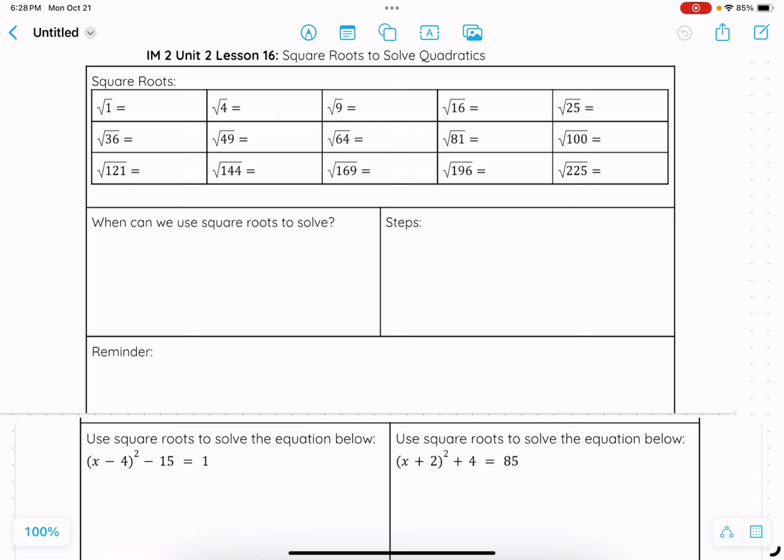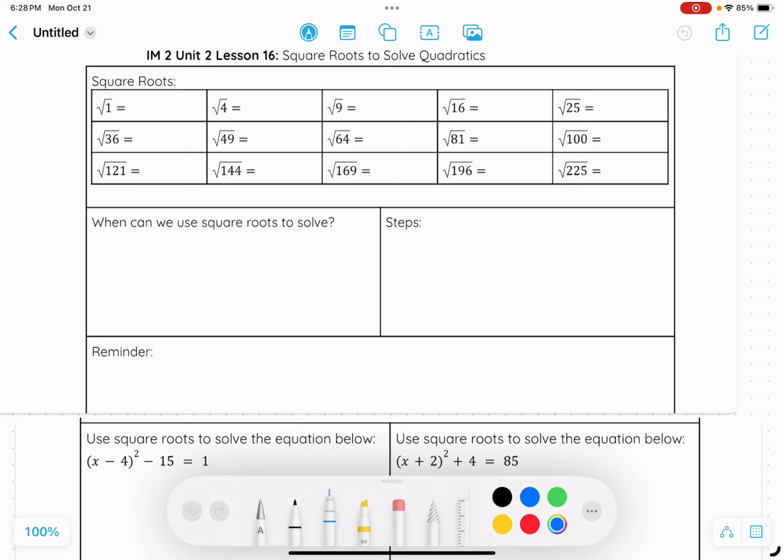So, we're gonna start with a quick recap of square roots. These are all up on the top of your paper, perfect squares. When you take the square root of them, we're thinking about what number times itself gives you, for the first one, 1. So the answer for the square root of 1 is going to be 1, but all square roots are also going to have a negative answer. So it's 1 and negative 1. So 1 times 1 equals 1, and negative 1 times negative 1 equals 1.